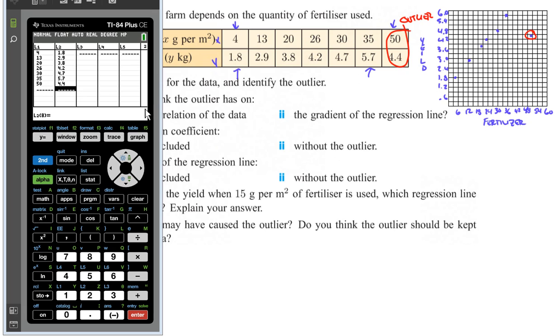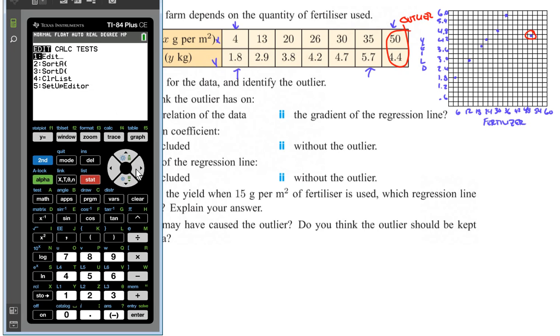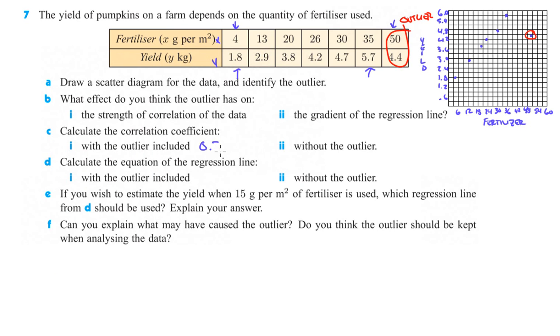Anyway, let's calculate the correlation coefficient with the outlier. We will do stat, calculate, and it's our linear regression, right? We're going to see how well this fits into a line. Make sure the frequency list is blank. And our correlation coefficient is 0.798.